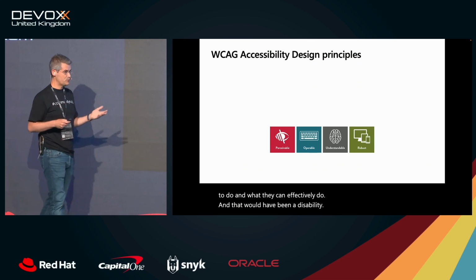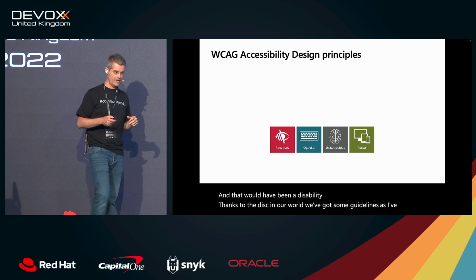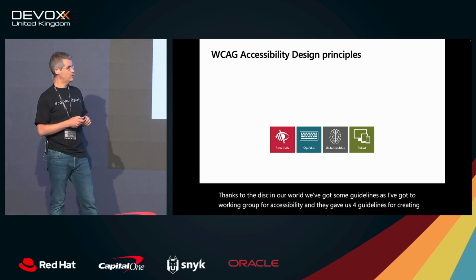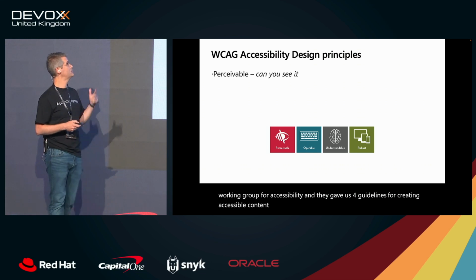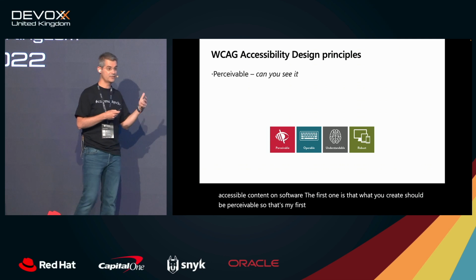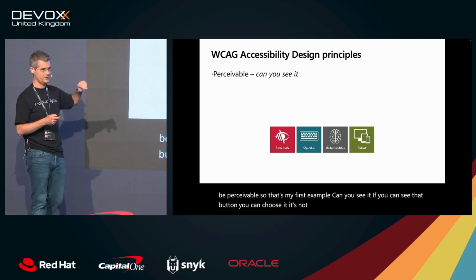Thanks to the W3C in our world, we've got some guidelines. They've got a working group for accessibility, and they give us 4 guidelines for creating accessible content on software. The first one is that what you create should be perceivable. So that's my first example. Can you see it? If you can't see that button, well, you can't use it. It's not accessible. That one is obvious.